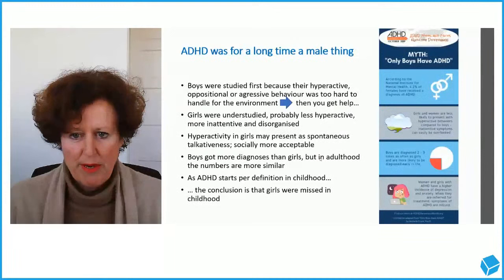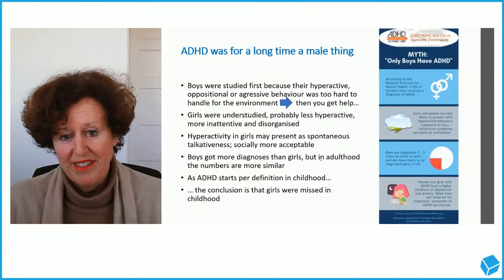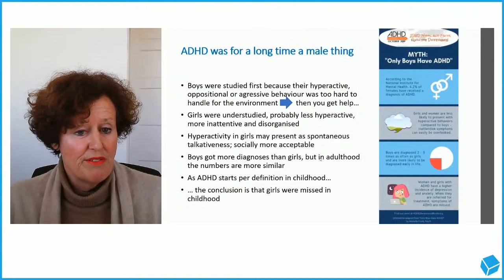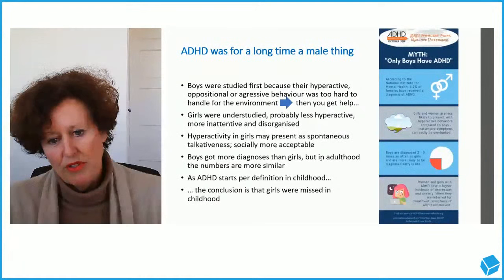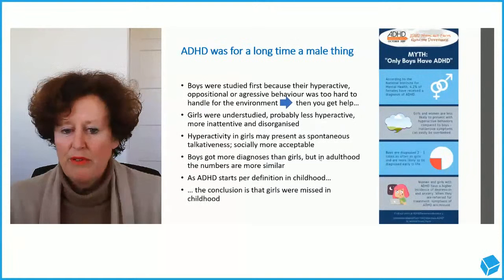This is because boys were studied because of their more hyperactive and maybe aggressive behavior that was annoying to the environment. And when you're annoying to the environment, you may get help earlier than when you are a dreamy, less disturbing person like a girl with ADHD, ADD. So girls were understudied, probably less hyperactive, more inattentive and disorganized. And hyperactivity also may present differently in girls, as they may present as spontaneous, talkative girls, enthusiastic, and always busy, but this is socially more acceptable than being aggressive, what boys may show.